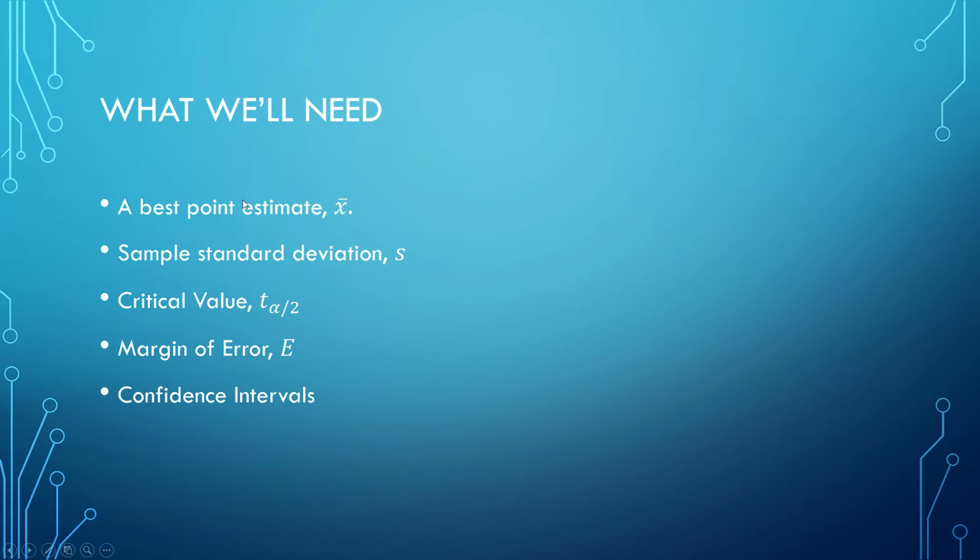We are going to need the best point estimate, which for us is the sample mean. We're going to need the sample standard deviation, S. We're going to need the critical value. And we'll use these three things. Well, actually, I'm sorry. We'll use these two things along with the fact that there's 20 students to get margin of error. And then we'll use margin of error along with the best point estimate to construct the confidence intervals.